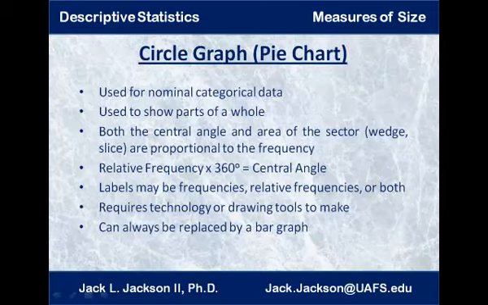A circle graph, sometimes called a pie chart, is used for nominal categorical data, and it's used to show parts of a whole. We take a circle, and from the center of the circle we slice out little circular sectors or wedges or slices of pie, and both the area of the sector and the size of the central angle are proportional to the frequency.